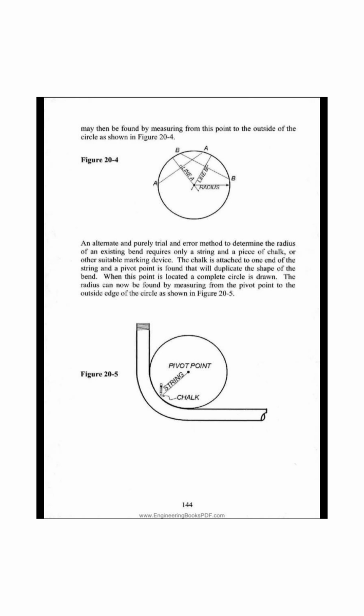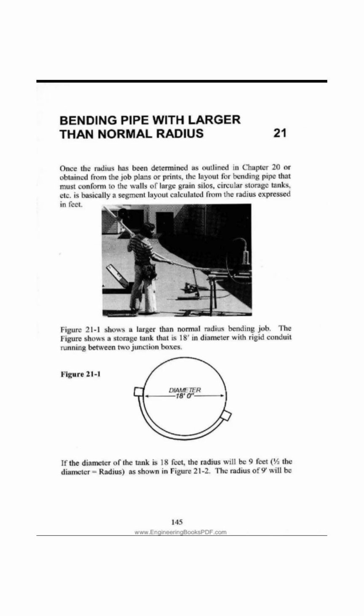Bending pipe with larger than normal radius, 21. Once the radius has been determined as outlined in chapter 20 or obtained from the job plans or prints, the layout for bending pipe that must conform to the walls of large grain silos, circular storage tanks, etc.